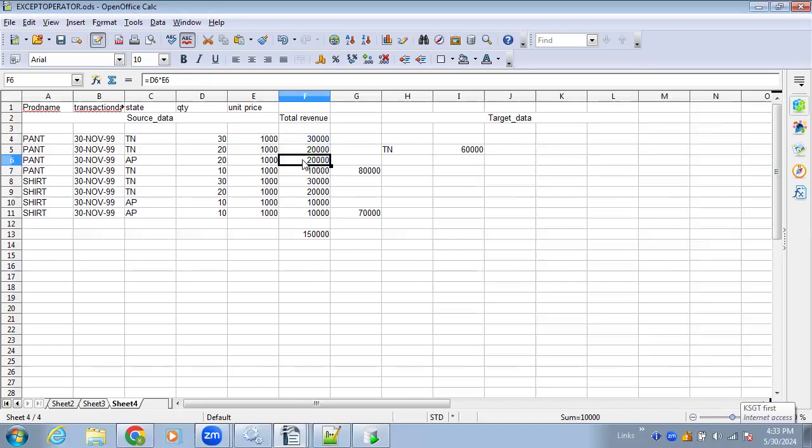And in AP, how much is there? It is 20,000. Only one record is there with AP. So the total is 80,000 for pants. Here the total is 80,000.